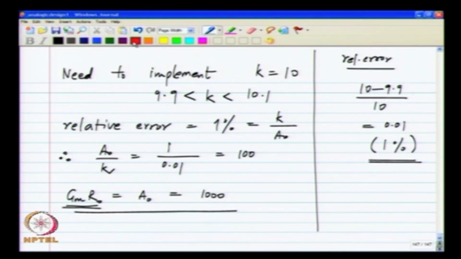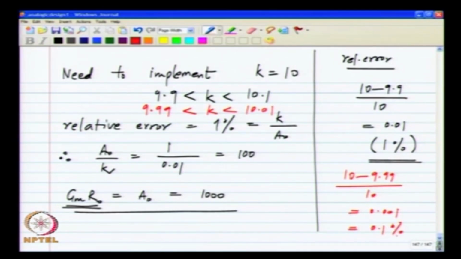So, it could be that in some cases I want the gain to be controlled even better. I want it to be between 9.99 and 10.01. So, in this case the relative error is 0.001, which corresponds to 0.1%. So, obviously, for this particular example A naught by k should be 1 by 0.001 or 1000.